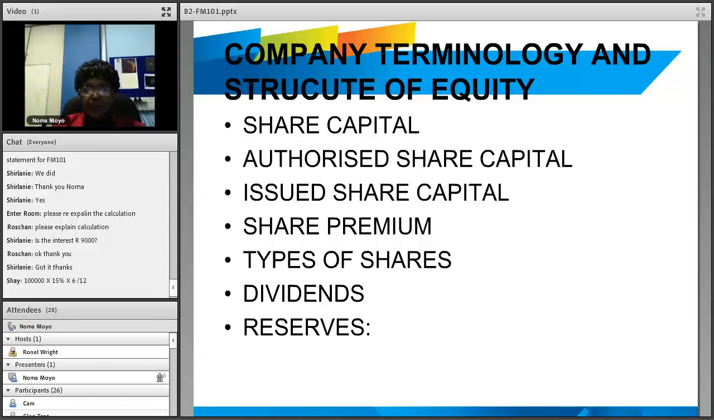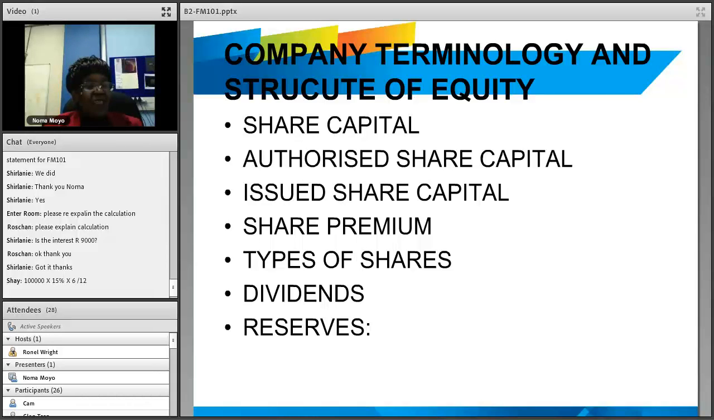Types of shares I've explained. Dividends, these are shares of profits that are given out. I say preference shareholders receive fixed dividends, but ordinary shareholders don't receive any fixed dividends. When profits are made, the first to be paid are preference shareholders, as the name suggests, they are the preferred.